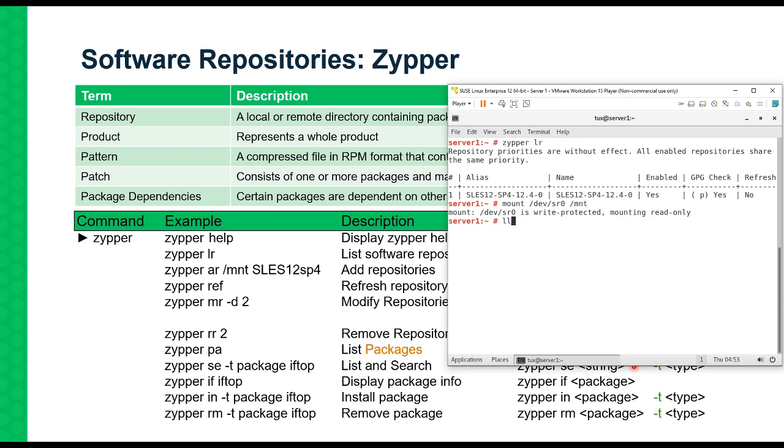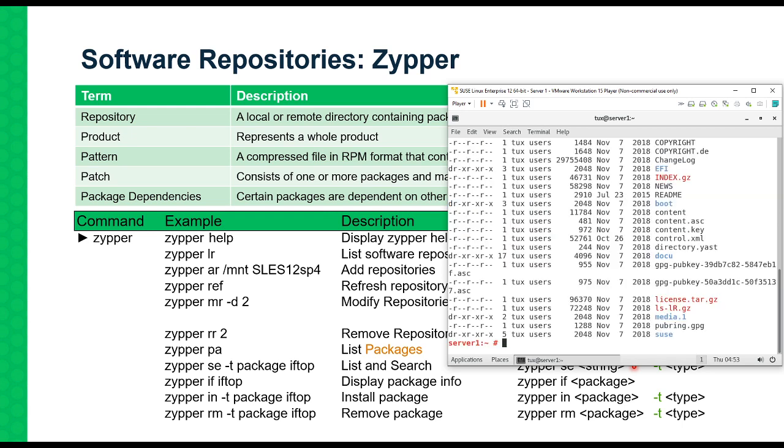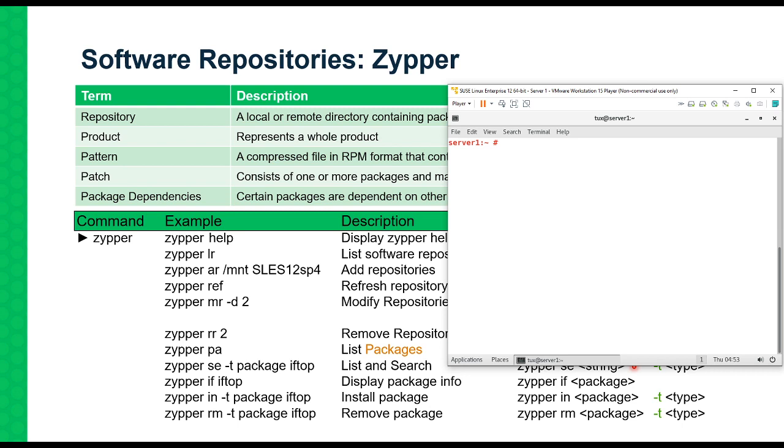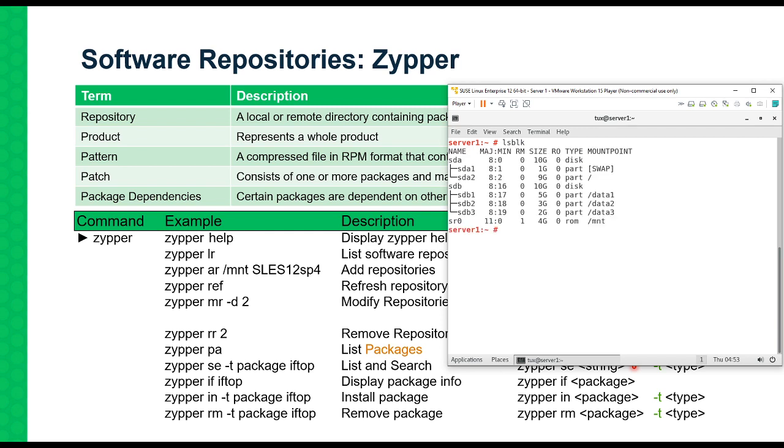So let's do an ll on /mnt to see if there's data inside. And yes, I'm happy, I see data. So let's clear it. And we can also do the lsblk just to check our mount point. And we can see that my ROM is mounted to /mnt. Good. So now let's add our first repository.